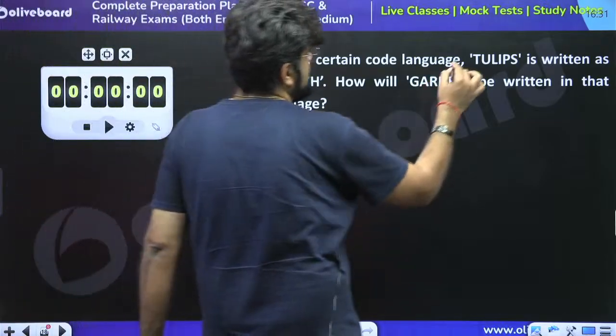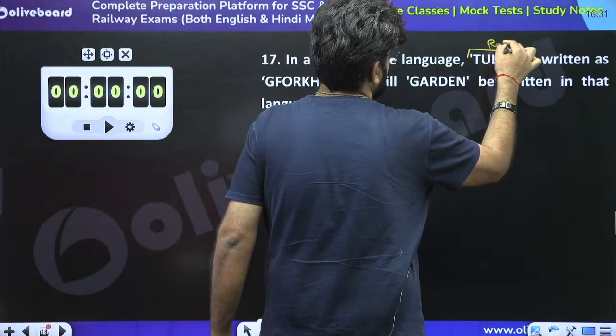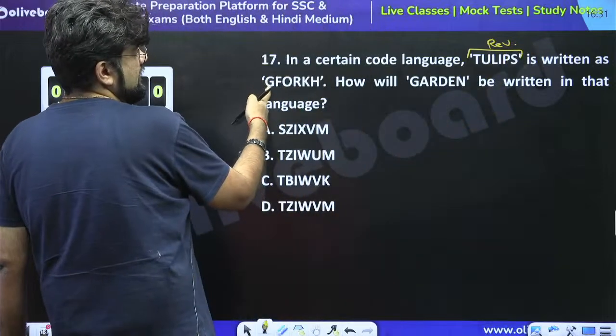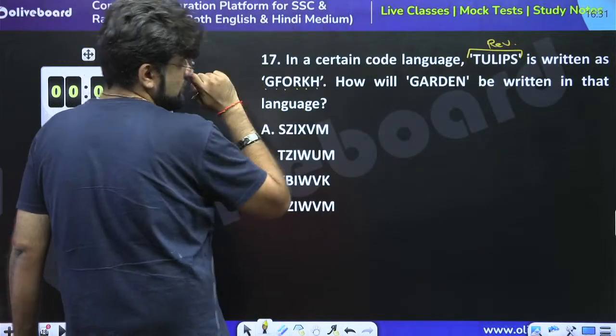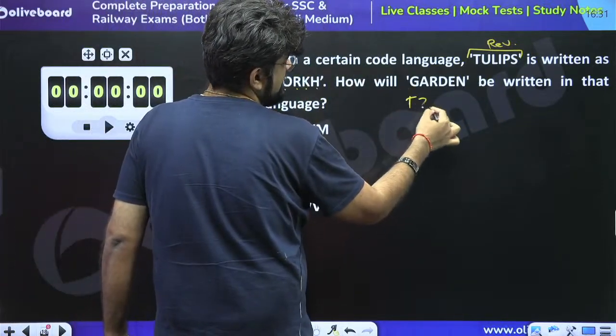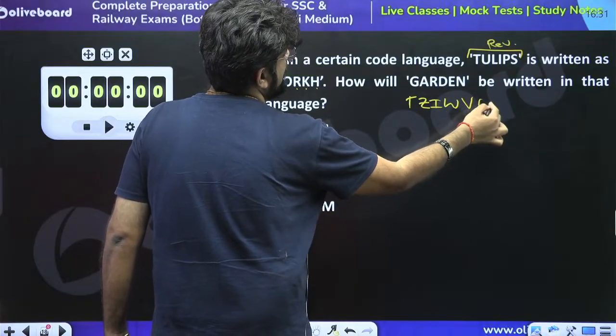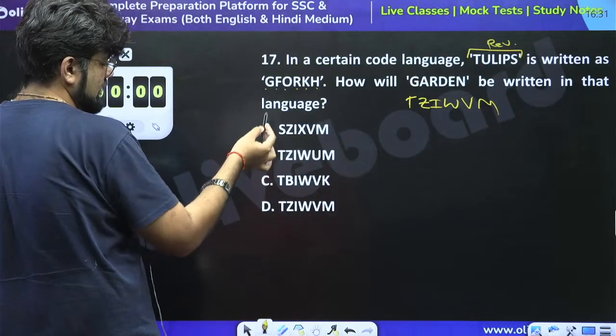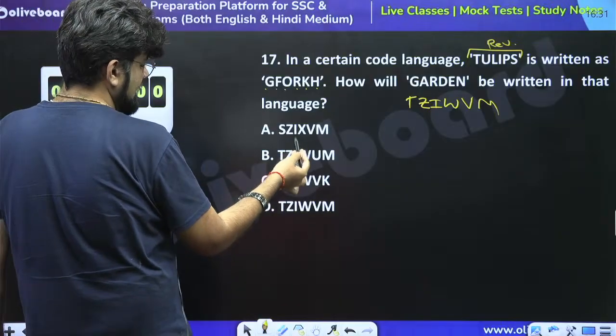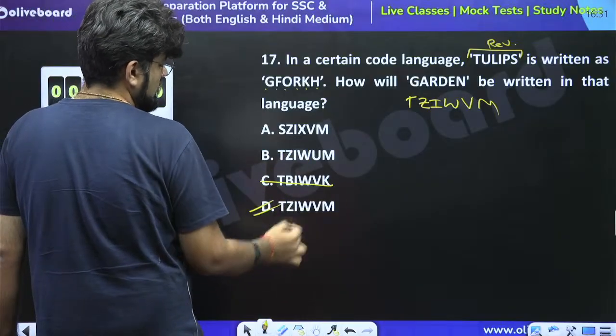This is pretty direct. We are just reversing these place values. TULIPS. So what is the code for garden? So TZIWVM. We didn't have to solve it completely, but TZIW. Oh, we had to. Option D is the right answer.